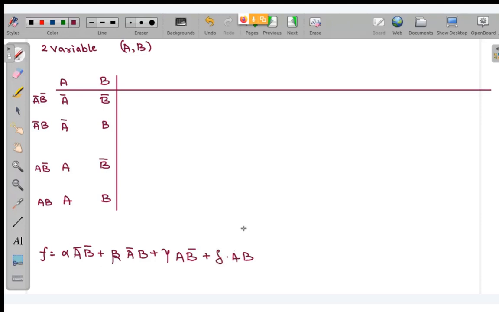What happened? Array, these are all in binary. So alpha and beta, gamma, delta, they can only take values what? They can take values 0 or 1. Okay, 0 or 1.